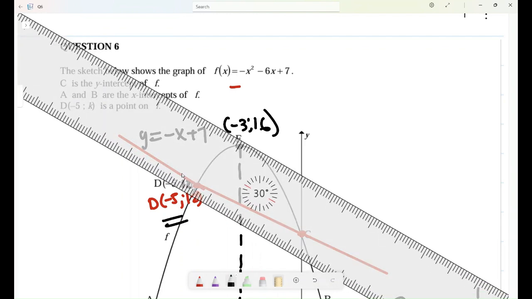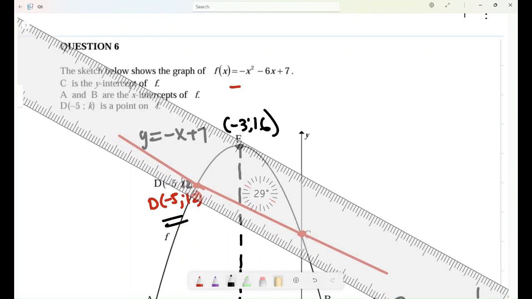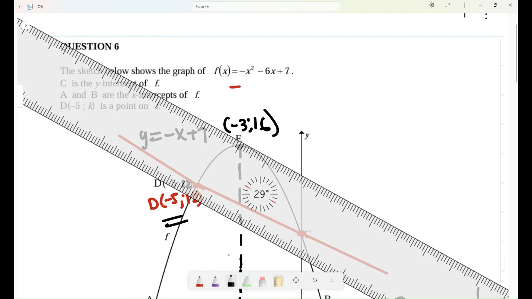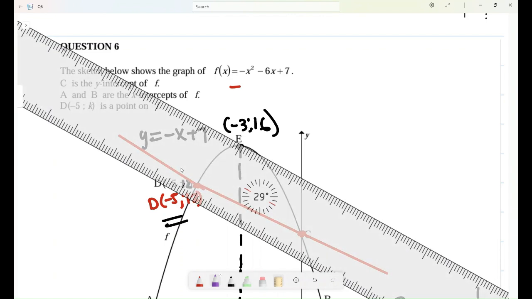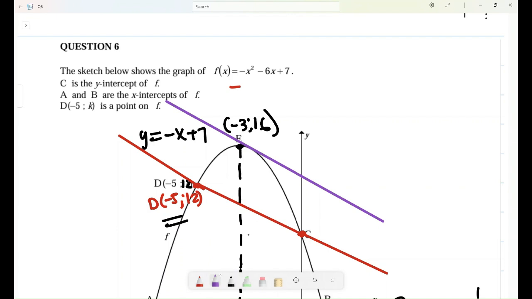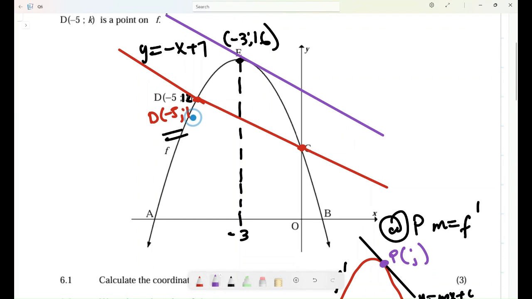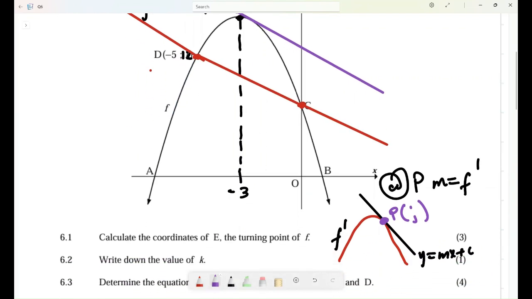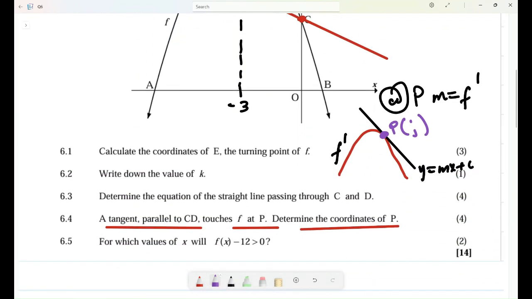Remember they said it is parallel to DC thereof. So I'm going to do something like it should touch here. All right, maybe something like this. Okay, this is my estimation of what this tangent will look like, and we are told that it is parallel to this. Let me erase this. It is parallel to CD.